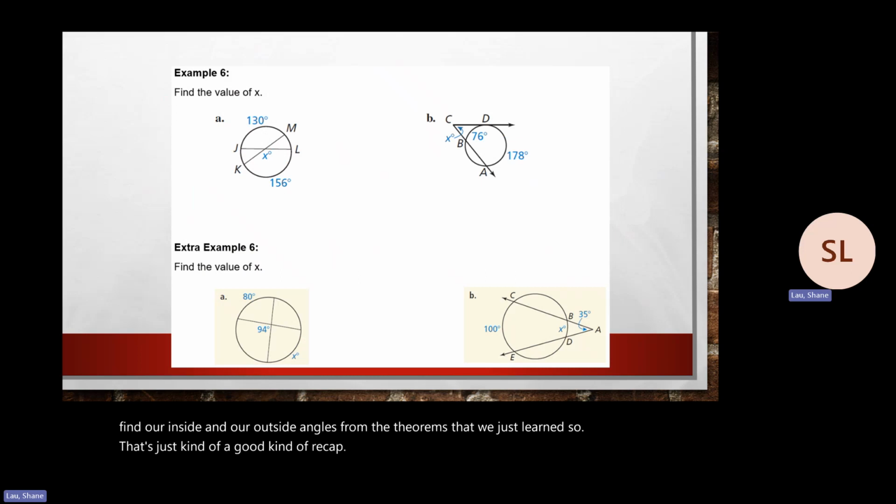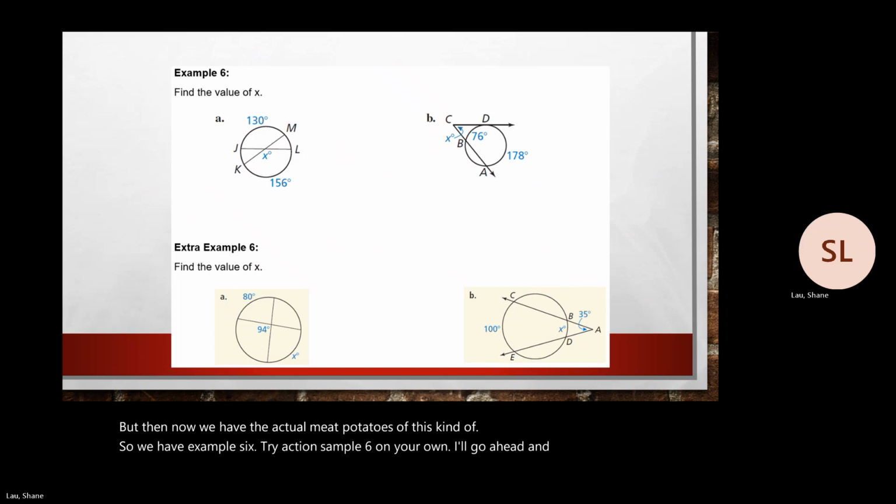But now we have the actual meat and potatoes of this section. So we have example 6 and extra example 6. Try extra example 6 on your own. I'll go ahead and do example 6.